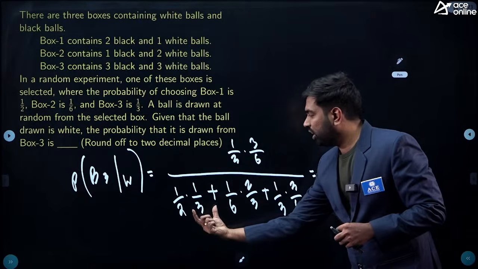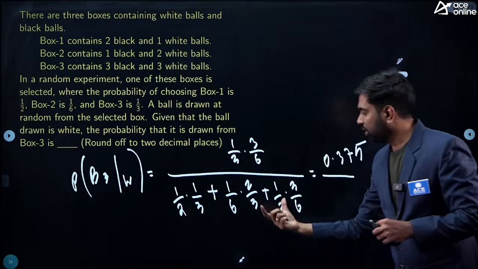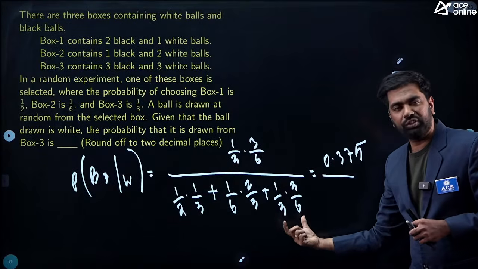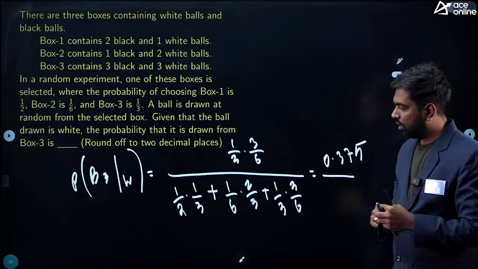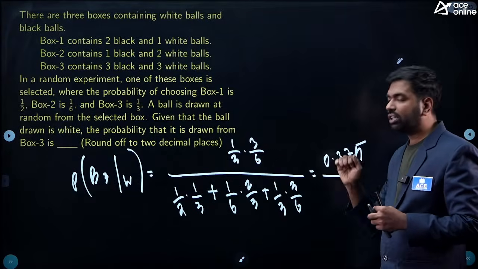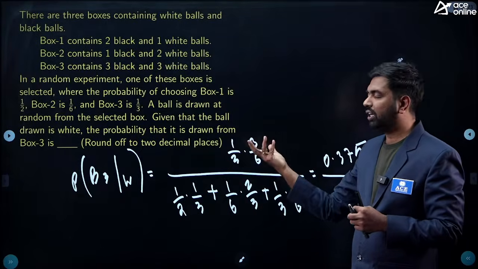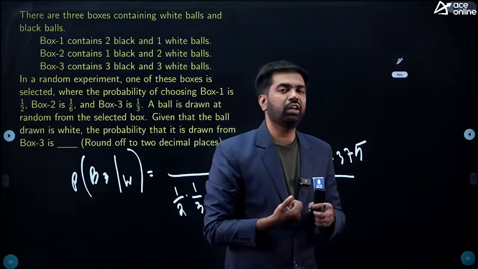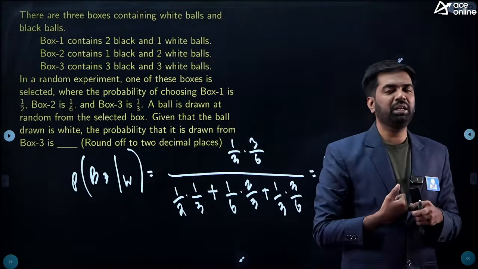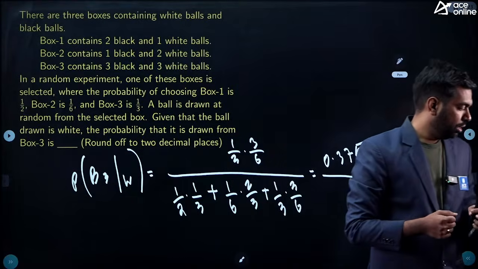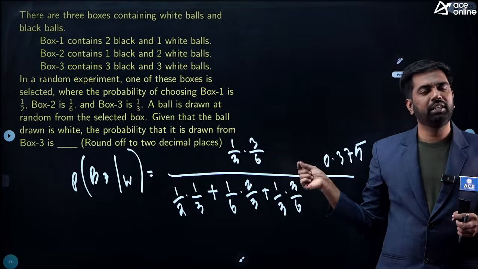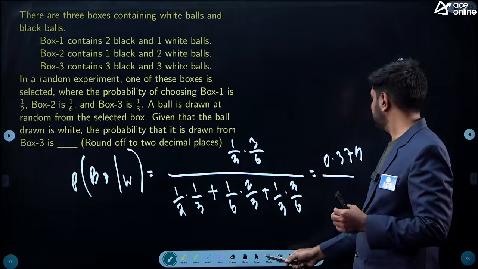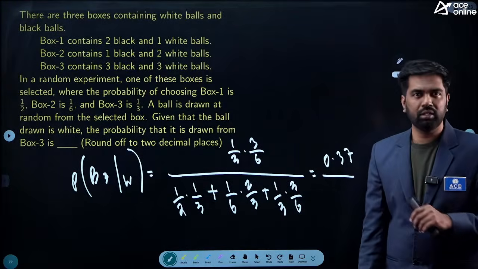So this is the probability of drawing white from box 1. This is the probability of drawing white from box 2. This is the probability of drawing white from box 3. Once you write this, which term is related to box 3? You put that in the numerator to get this kind of conditional probability value. So this is related to conditional probability and then Bayes rule, a very interesting problem. You can see it can be solved in one line. Since they say round off to 2 decimals, yes, 0.37 is the right value.